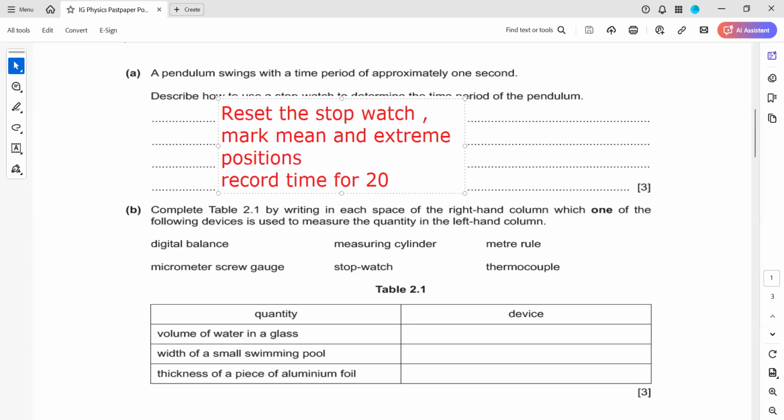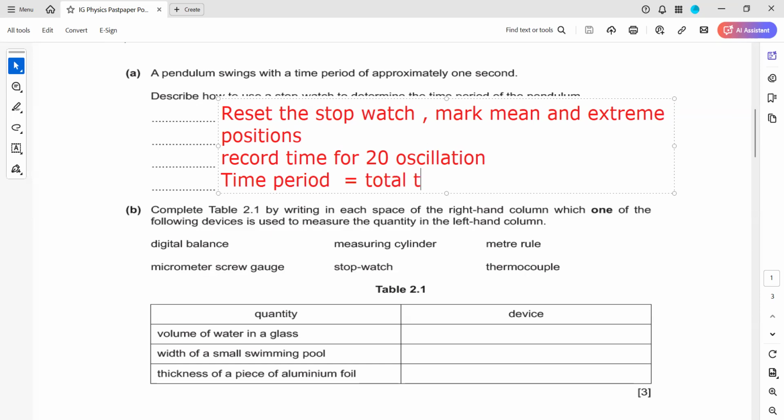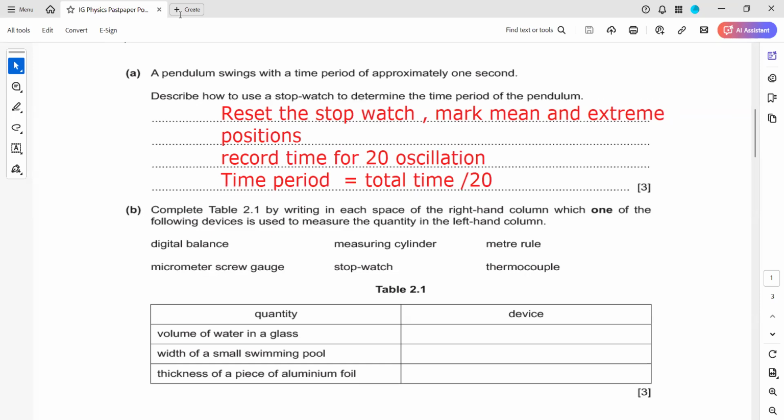for 20 oscillations, or you can do 10 oscillations or 15 oscillations. So record the time for 20 oscillations and divide: the period of oscillation is equal to the total time divided by the number of oscillations. In this case, it will be divided by 20. One complete oscillation means it will move from one extreme position to the other and then return back. That is called one oscillation.